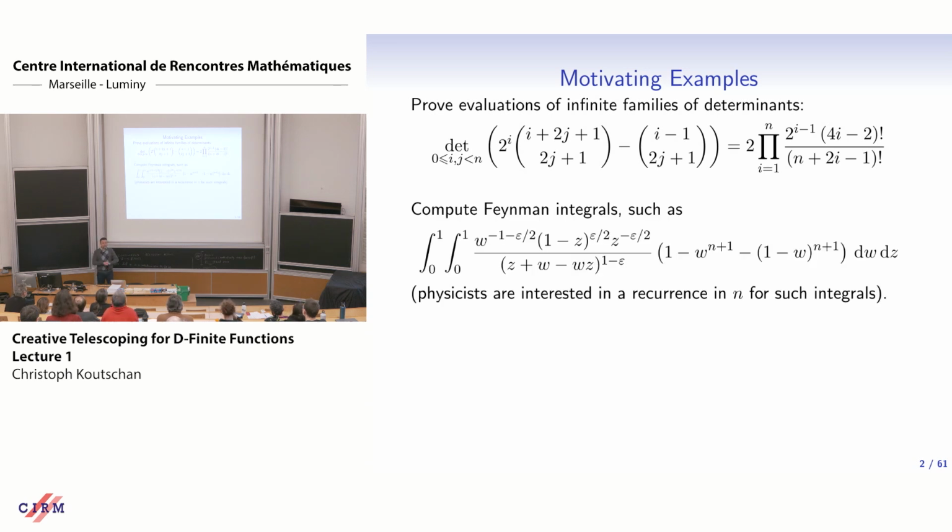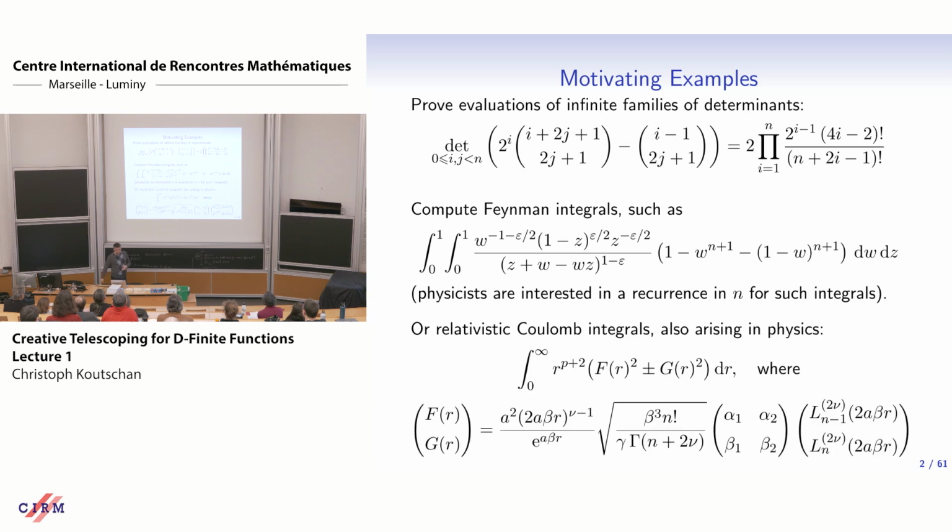In physics, people are interested in Feynman integrals. Here is a very simple instance of such an integral. And the physicists are interested in, for example, a recurrence for such an integral, and this can be provided with creative telescoping. And last example, again from physics, Coulomb integrals. So here we see an integral with two functions f and g involved, and they are defined with a complicated formula in the last line. And also such kind of things you can approach with creative telescoping.